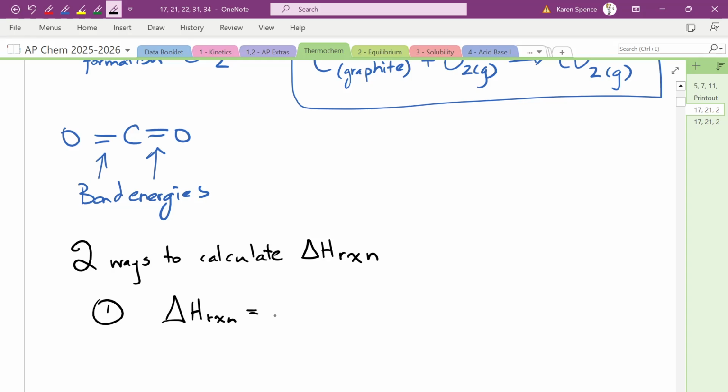I know it's there for the formation. We would have the sum of delta H naught of the products minus the sum of, oh, sorry, I wrote that wrong. Formation of the products minus the delta H naught of formation of the reactants.